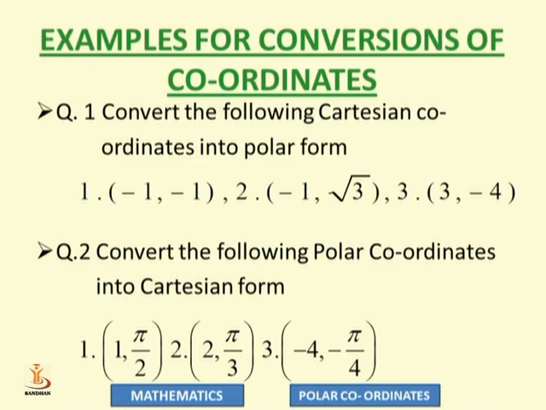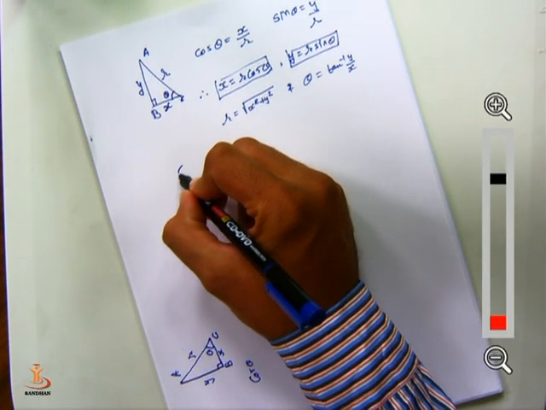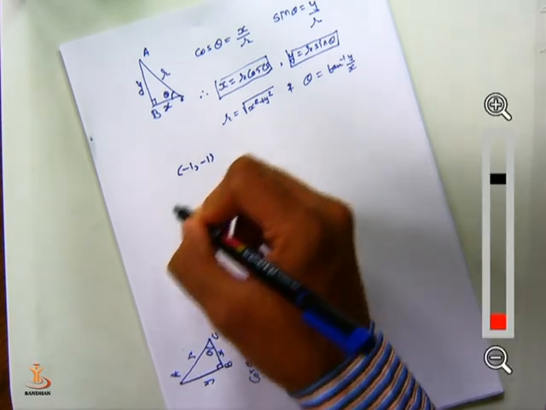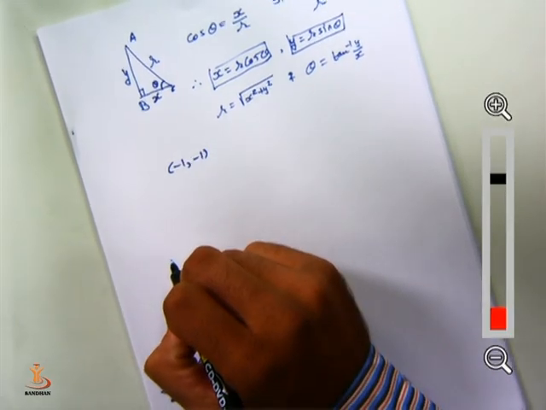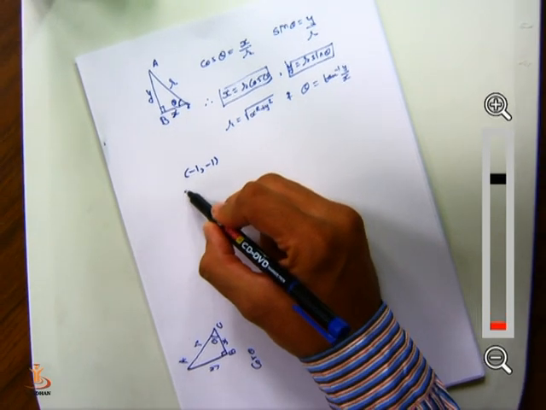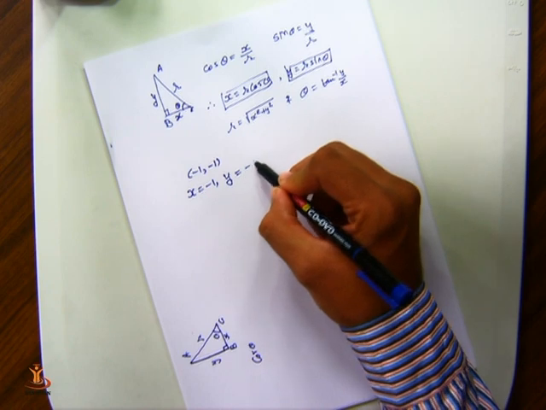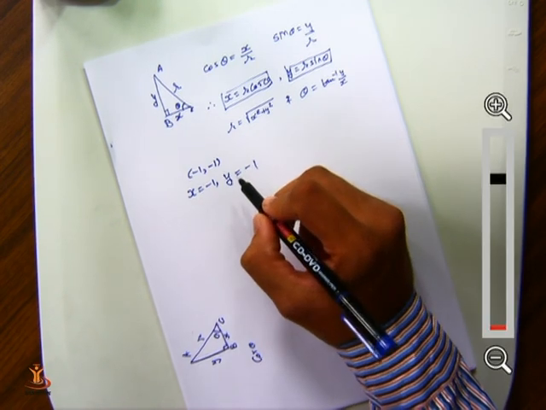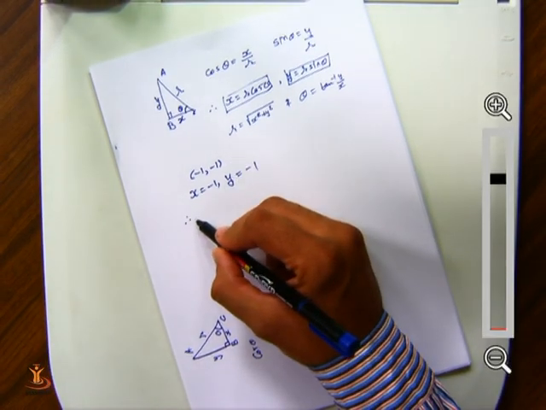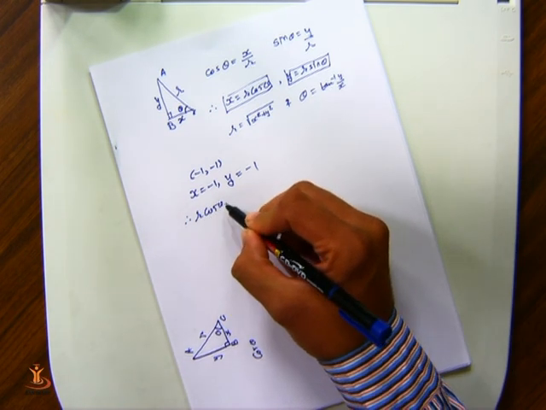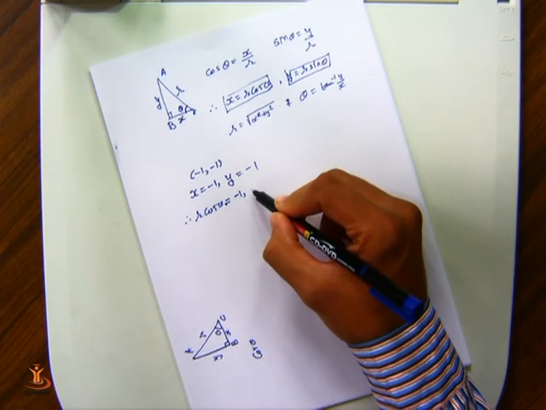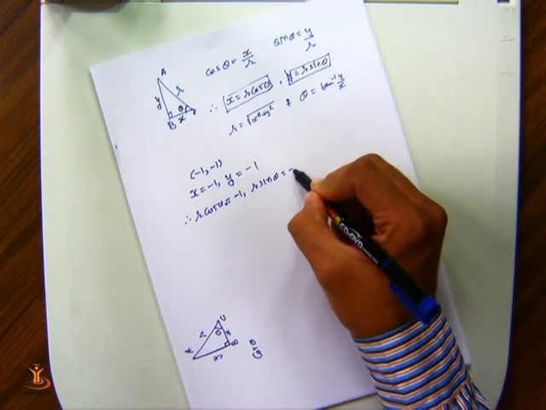So we begin with the conversion of Cartesian coordinates into polar form. Let us take an example, say (-1, -1) is to be converted into polar form. So we have x equals -1 as the x coordinate, y equals -1 as the y coordinate. Now we can compare with the polar form, that is r cos theta is given to us as -1, r sin theta is also -1.